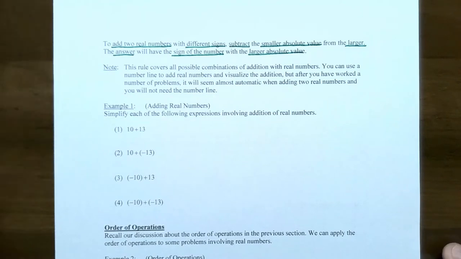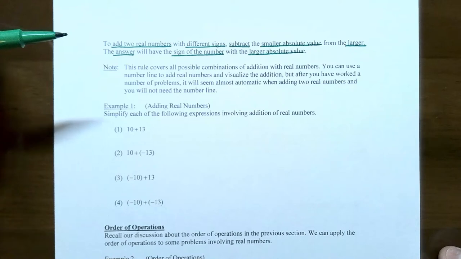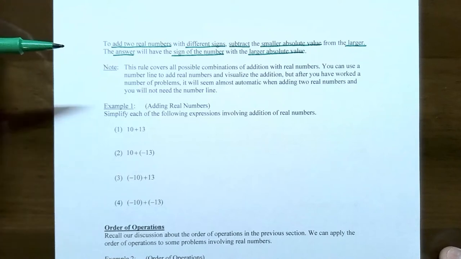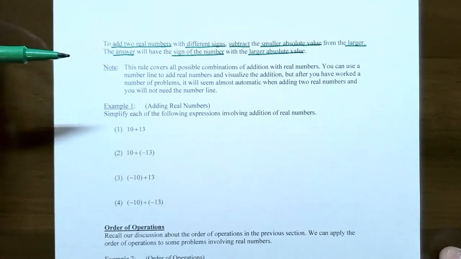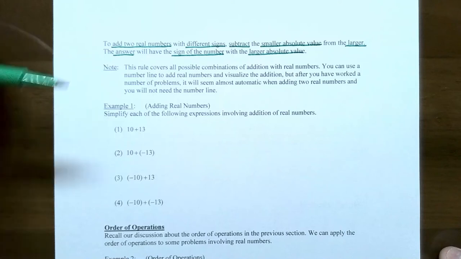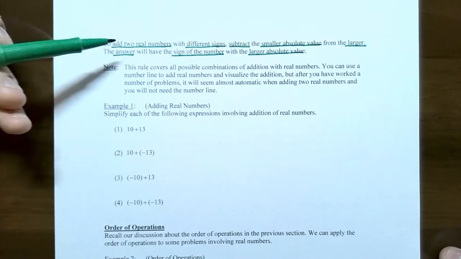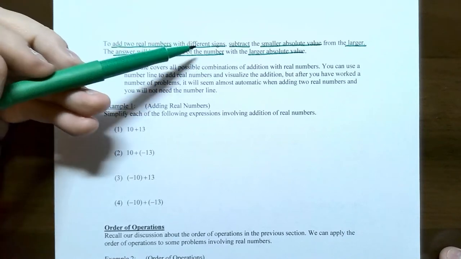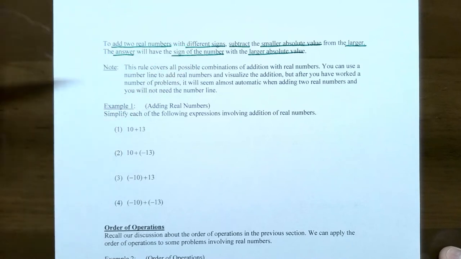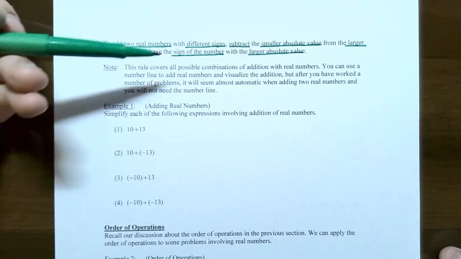You can use a number line if you like to visualize adding real numbers, but you can also use these rules. If you are adding real numbers with the same sign, you add the numbers in absolute value and then keep the sign they have in common. If you're adding two numbers with different signs, you subtract the two numbers in absolute value, and then you keep the sign of the larger number.